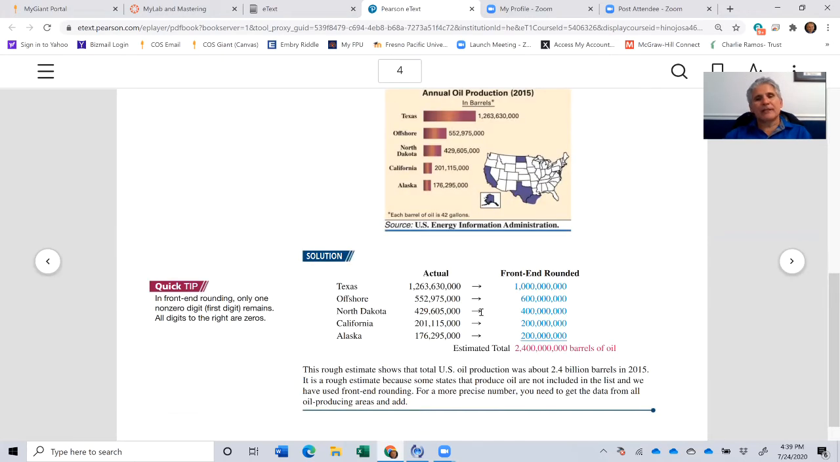Now going back to that front end rounding, sometimes we look at things, and if you want to add these numbers, like 1,263,630,000 plus 552,975,000, you're like, I'm getting confused already. There are too many numbers here. Well, you can make your life a lot easier by just front end rounding.